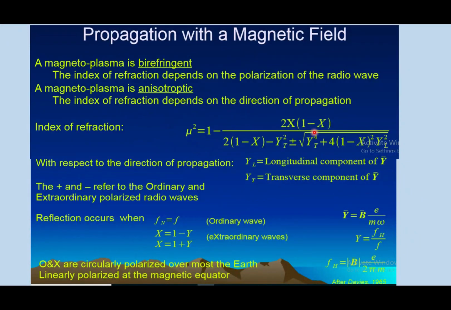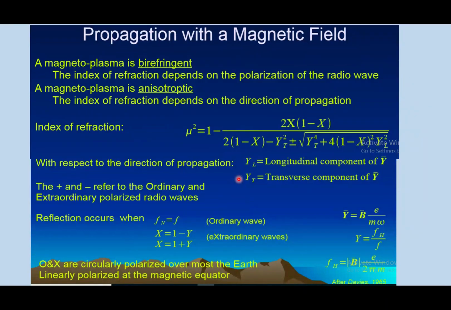2x into 1 minus x upon 2 into 1 minus x minus yt square plus or minus under root something. Now here we have yt and yl. So what are these? The yl is the longitudinal component of y with respect to the direction of propagation, that is along the direction of propagation, and yt is the component which is transverse to the direction of propagation. And then what is y? Y is here represented as a vector quantity because it depends on the magnetic field B. So it is B into e upon m omega.